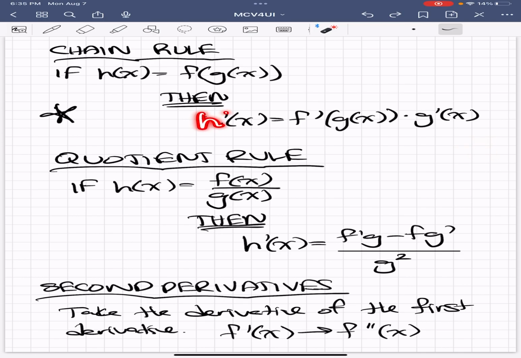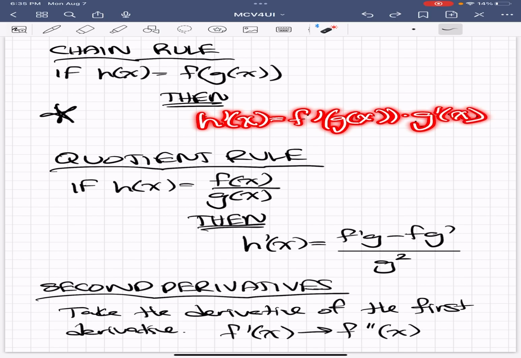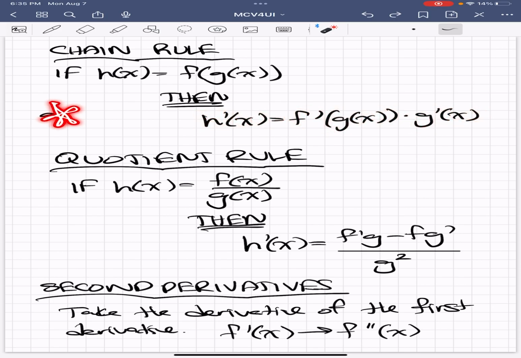Or the derivative of h of x is the derivative of f, multiplied by the derivative of what's inside the brackets. That's why there's a star in this one, because it takes some explaining. There will be a video on the chain rule if that was confusing. You just have to wait for it or go find it right now.